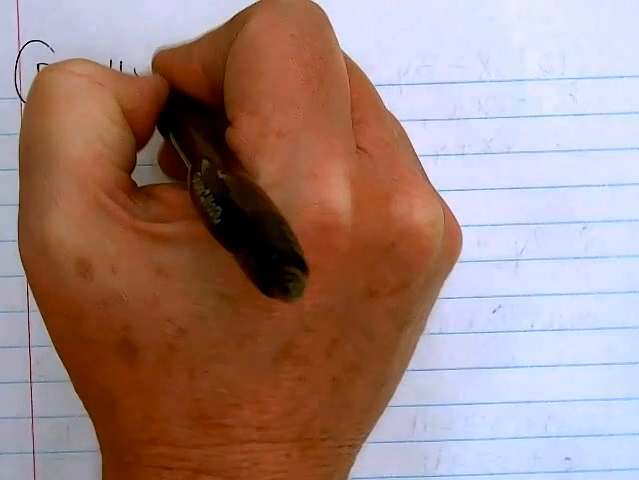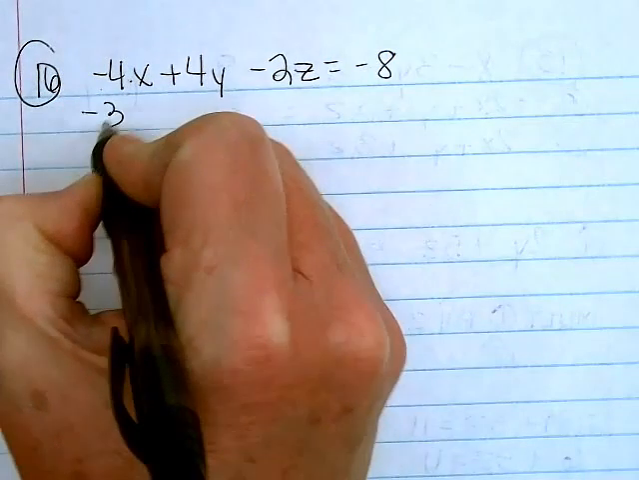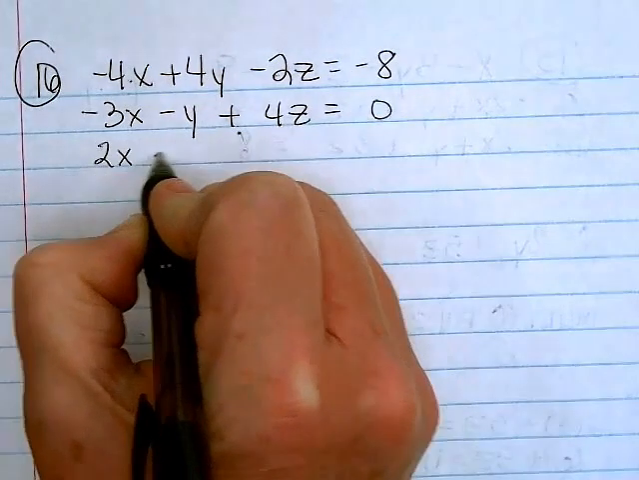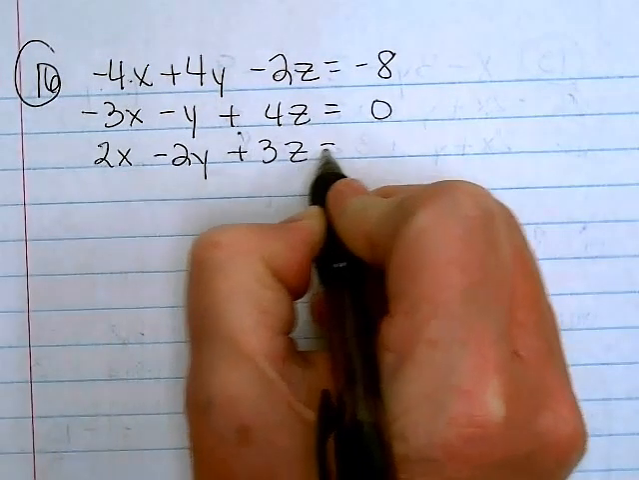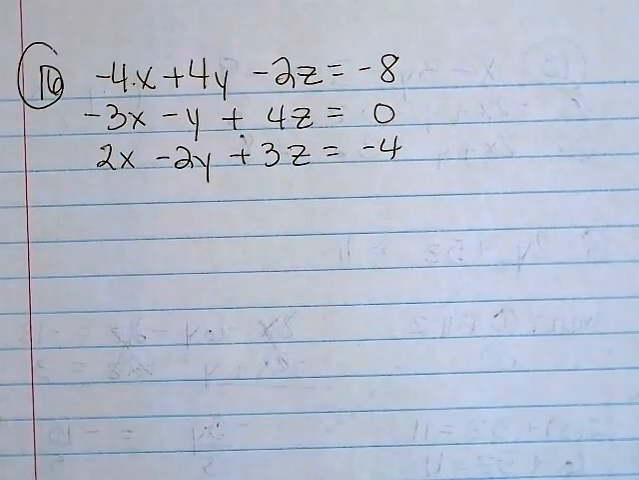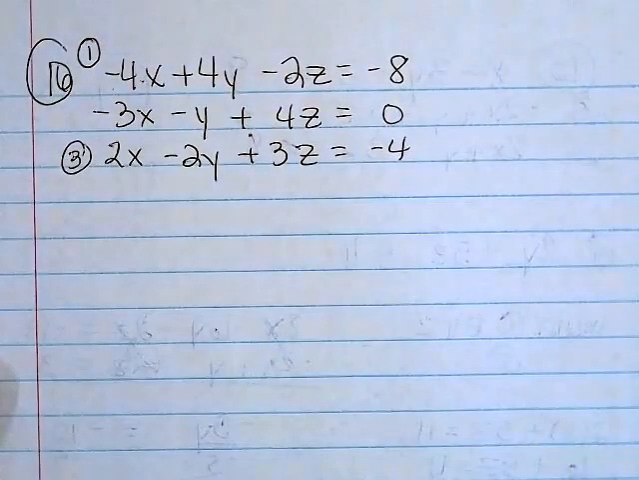16. Negative 4x plus 4y minus 2z is negative 8. Negative 3x minus y plus 4z is 0. And 2x minus 2y plus 3z is negative 4. What is your strategy for this one? Which two equations do y'all want to start with, and what variable do you want to try to eliminate? 1 and 3, and we're going to try to eliminate y.